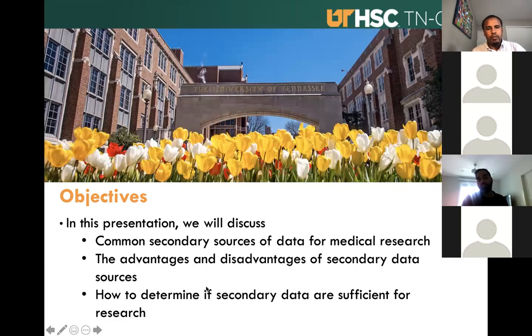So the objective of this seminar is to discuss the common sources of data for medical research. We will also discuss the advantages and disadvantages of secondary data sources, and we will compare the secondary data sources with primary data sources. And we will eventually discuss the methods to determine if secondary data are sufficient for research.